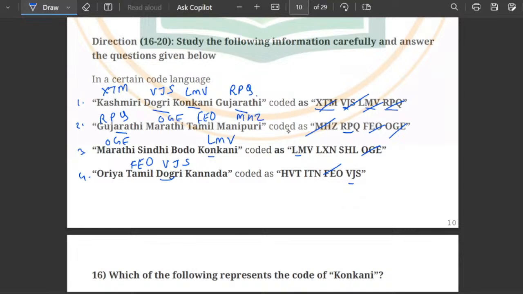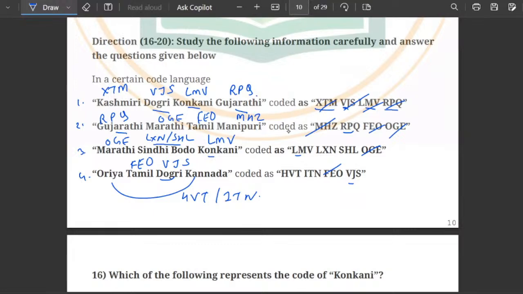Now, Manipuri, okay, done. Now, third and fourth: Sindhi, Bodo, Oriya, and Kannada. That means Sindhi and Bodo will have the value of either LXN or SHL. And Odia and Kannada will have the value of HBT or ITN. Now see, in this type of question, always you will find one or two pairs where the coding is not given accurately.